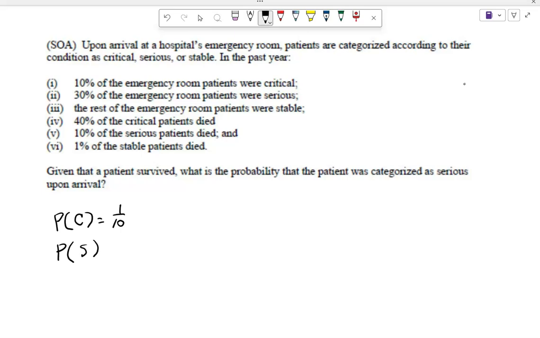So the probability of serious would be, that's why there's a decimal since it's percentages, doesn't matter. Probability of serious, 0.3. Probability of stable, 0.6. Good, because it was the rest, right?